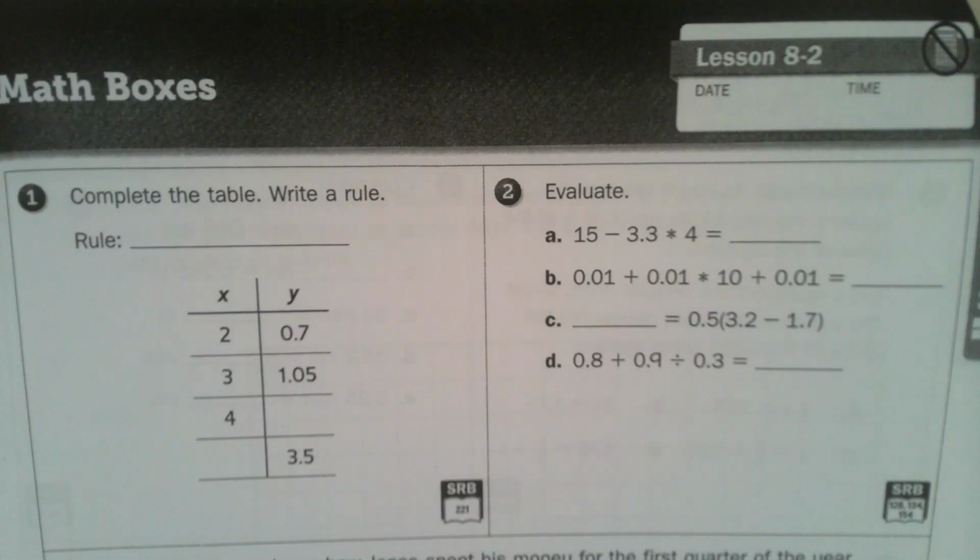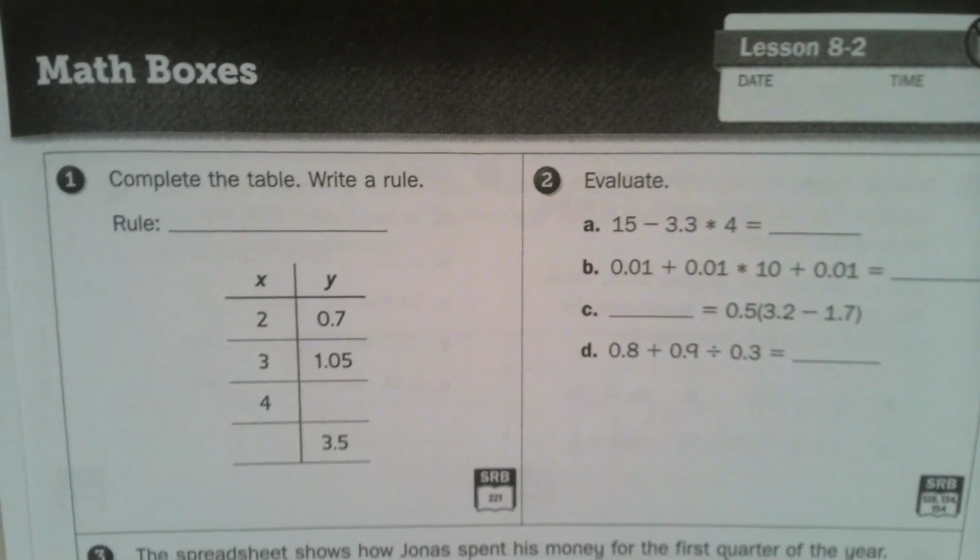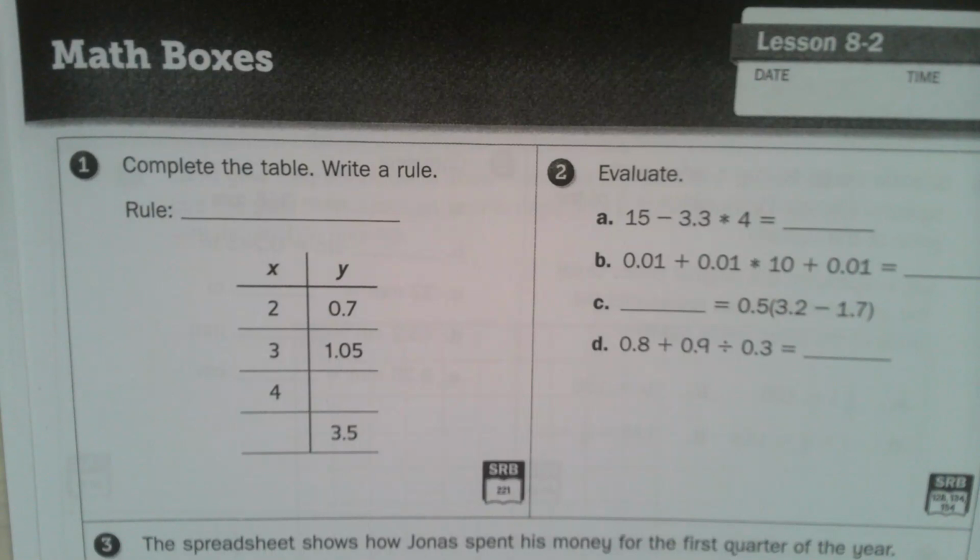Today we are doing lesson 8.2 with math boxes, and we're going to go over the answers. First of all, though, math box 1 was the hardest one to do. It was unique compared to the others because you had to figure out a formula. How did they get this answer?